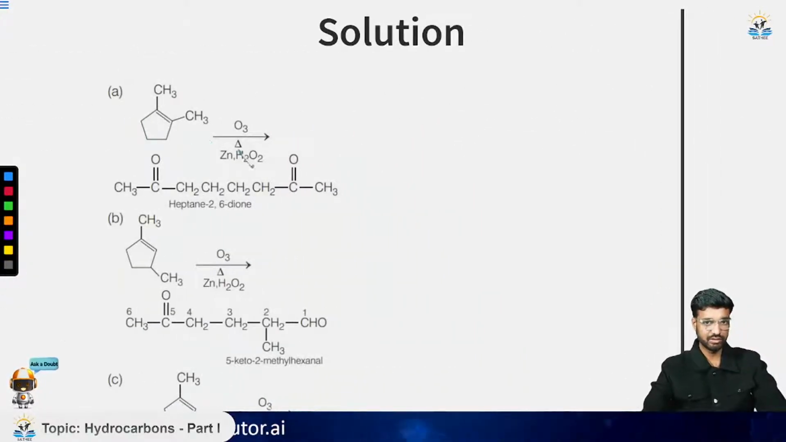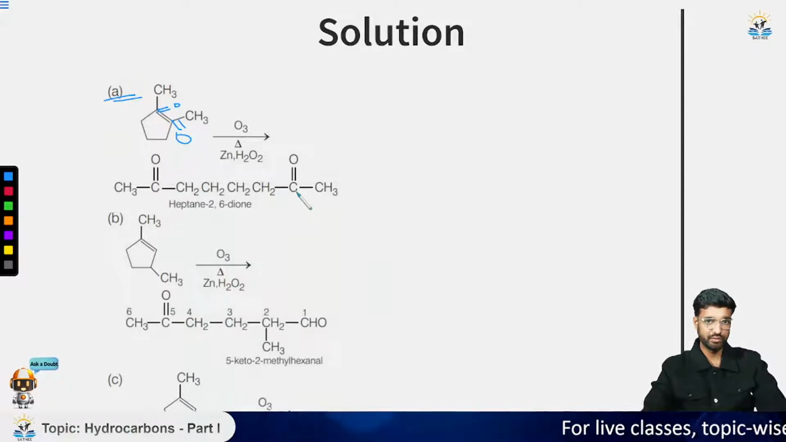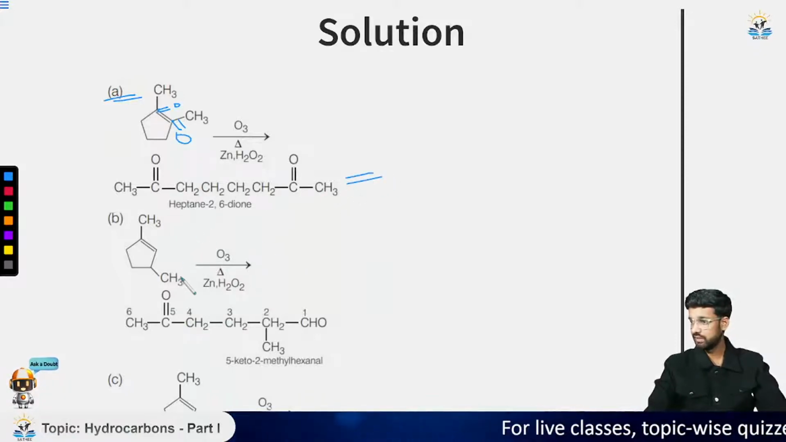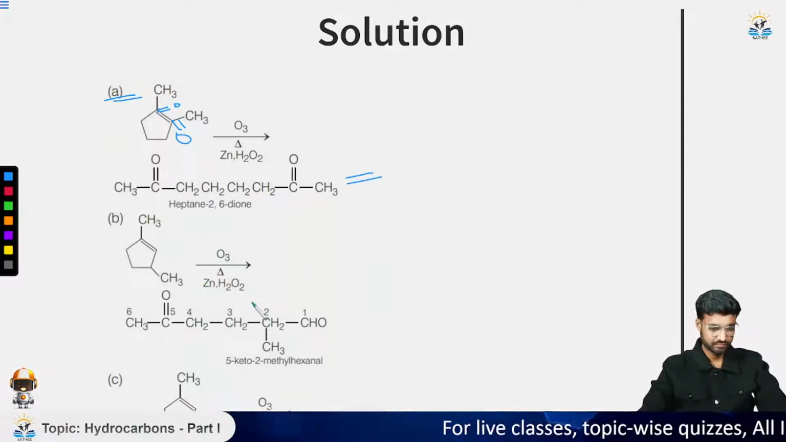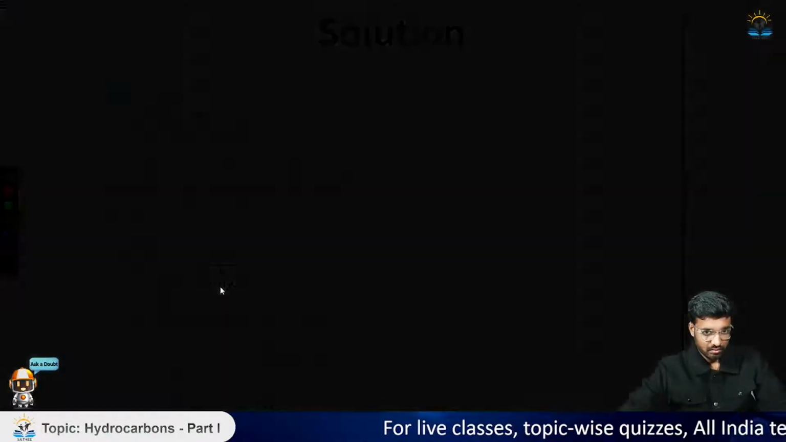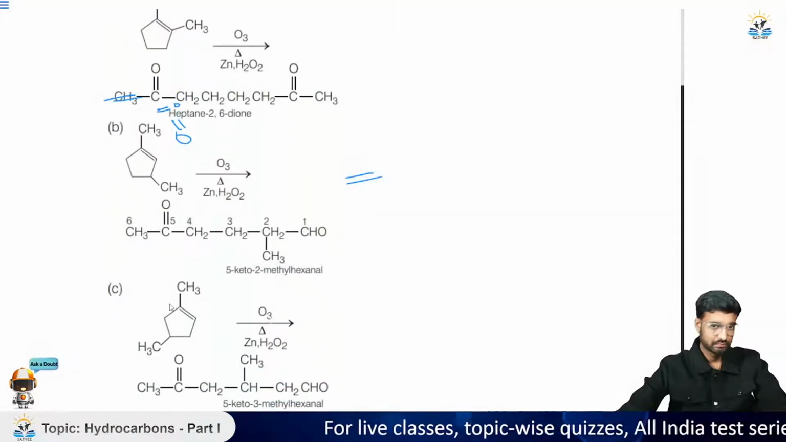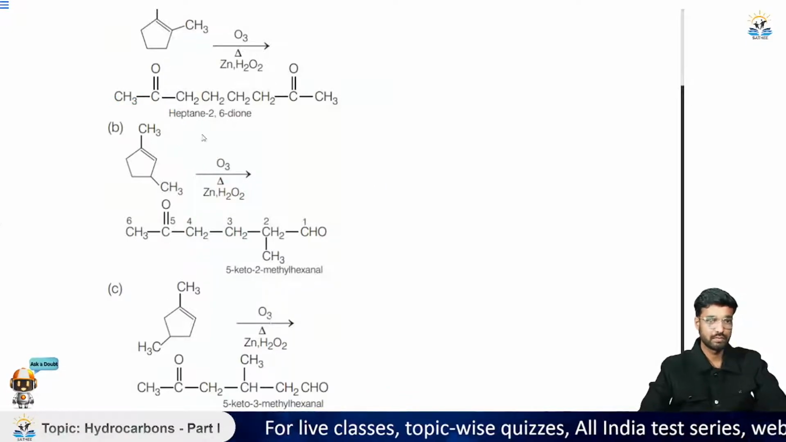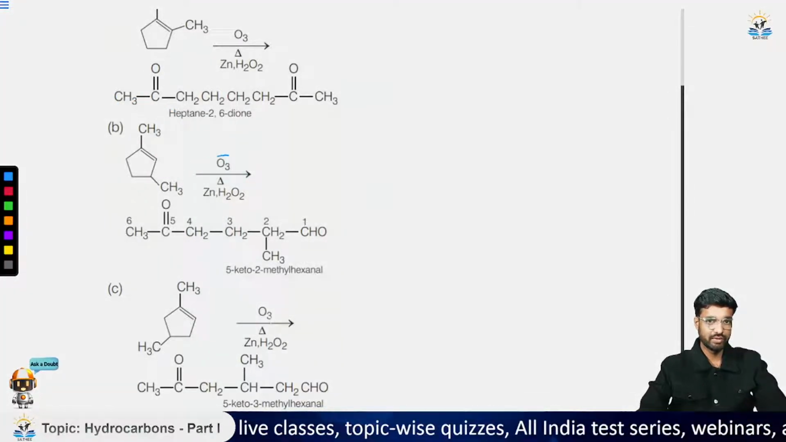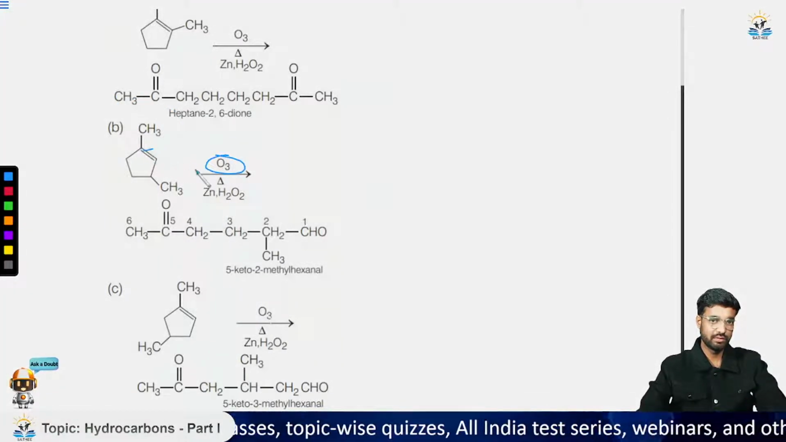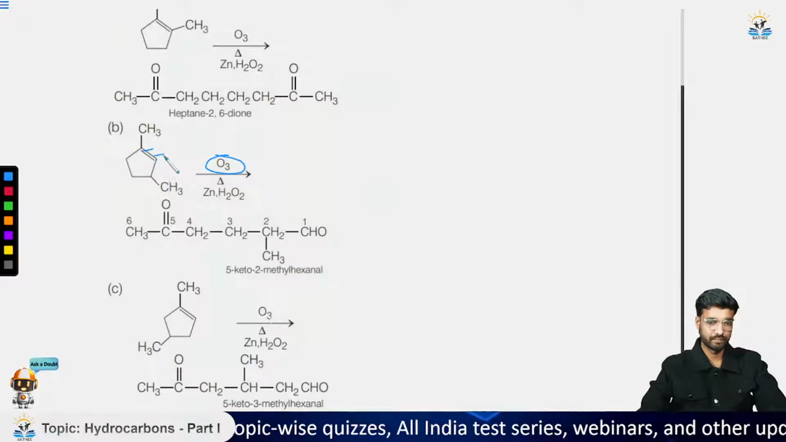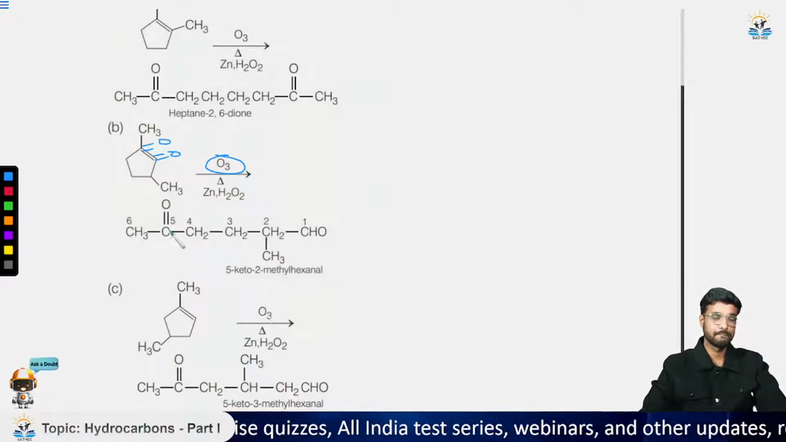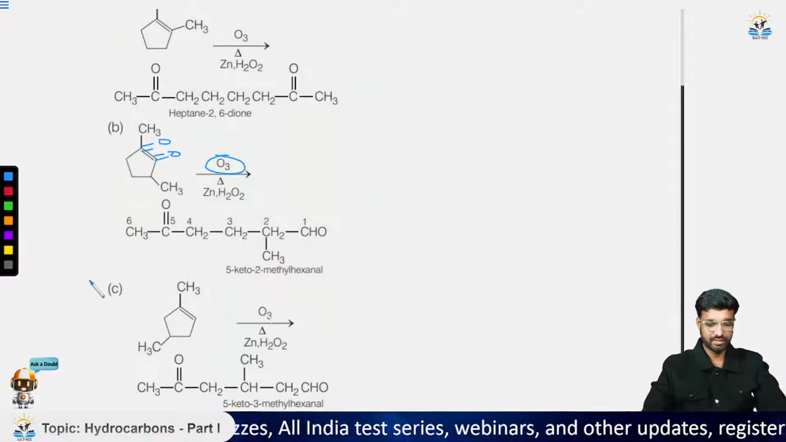So if you see all the hydrolysis reactions, if you do the hydrolysis here, you will get one O here and one O here, and if you open it, you will get this one. Similarly, if you look at this one, we are reacting with ozone, so we will get one O here and one O here. Okay, so this is the correct answer.